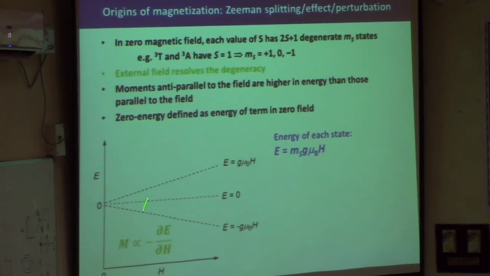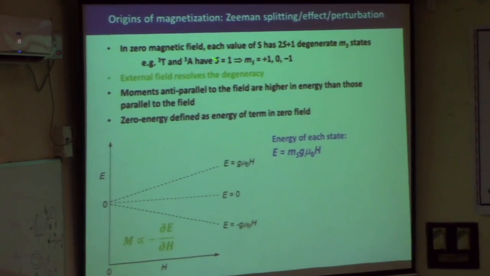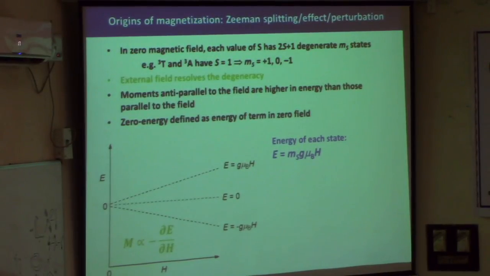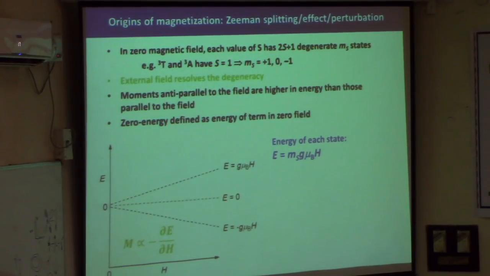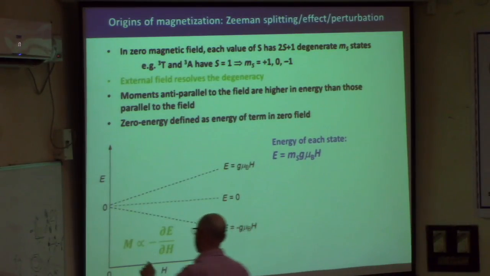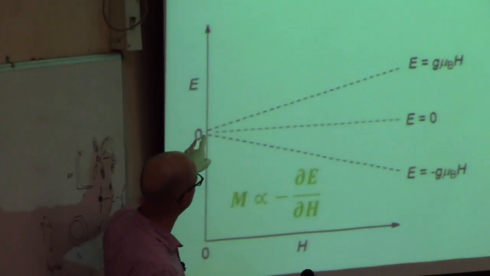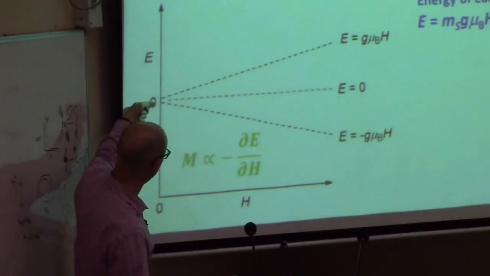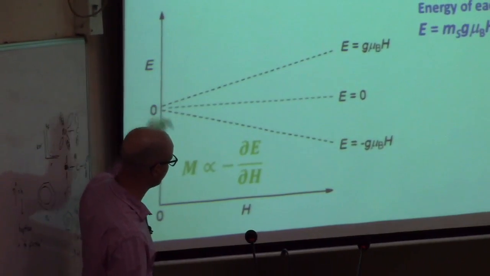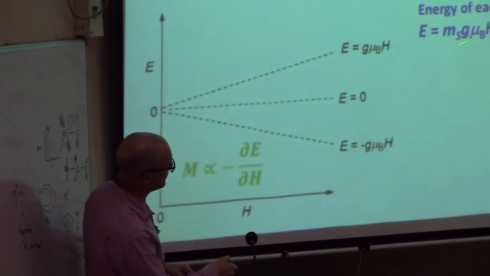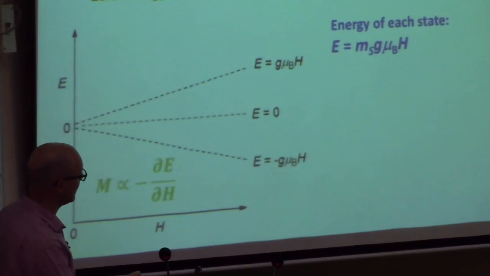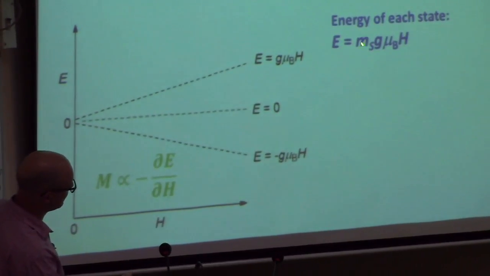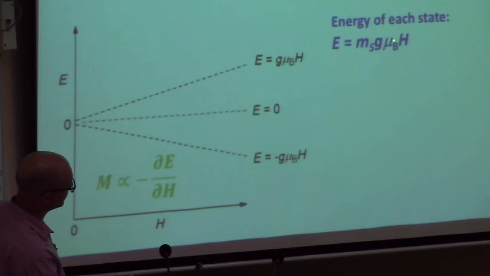So the graph that I've drawn here represents both of these because it's defined by this part here and also these things. So we have 3 states which in a field of 0 are degenerate. And I said here 0 energy defined as energy of term in 0 field. Okay, that is this one here. That's the 0 energy. And the energy of each state is given by this simple expression here, in which the energy is equal to the product of the spin, the g value, the Bohr magneton, and crucially, the magnetic field.